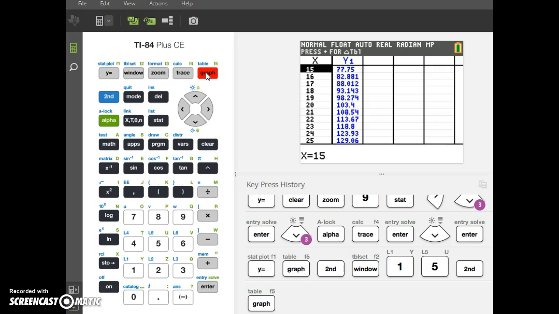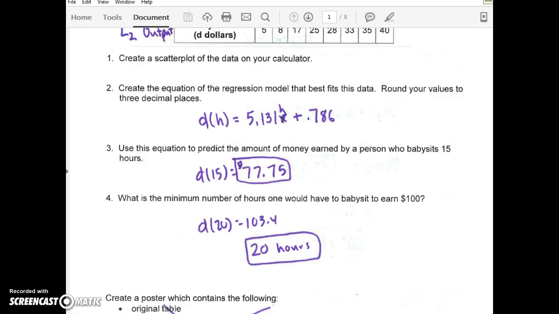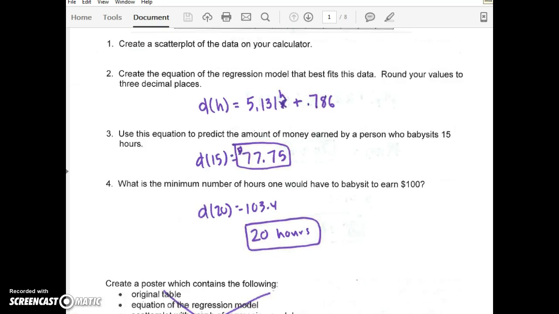$77.75. In question 4, we want to know what's the minimum number of hours one would have to babysit to earn $100. So now we're looking at our outputs, which are the Y1s in this case, and we're looking for when that number first reaches 100. So looking at the data, it looks like right here at 103.4, that would be the first time we're above 100. That's when it's 20 hours. So our answer for that then would be 20 hours of babysitting. So again, $77.75 for the 15, and then 20 hours to earn at least $100.